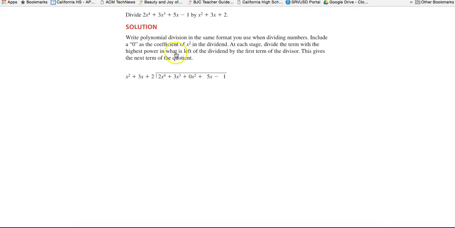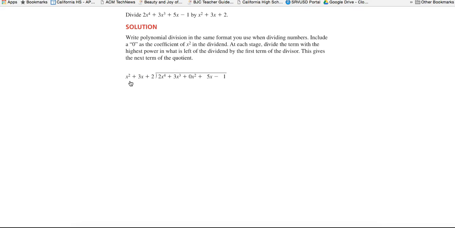So what we do, just like I said, for our dividend, instead of just writing this out exactly like it looks, we're going to fill in our placeholder for the exponent that's missing. It's really important that you do this, not just in dividends, but in divisors also. If you're missing any terms in your divisor, you also have to fill it in with a 0 times that exponent or that variable. So let's go through and do this. We're going to do it just like we did on the previous example.